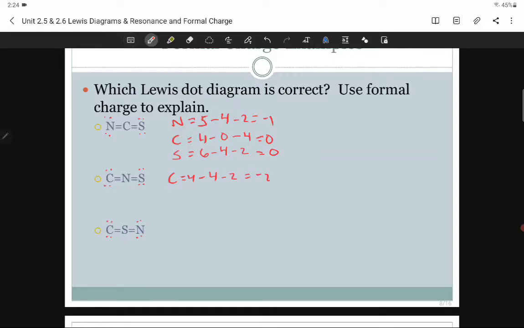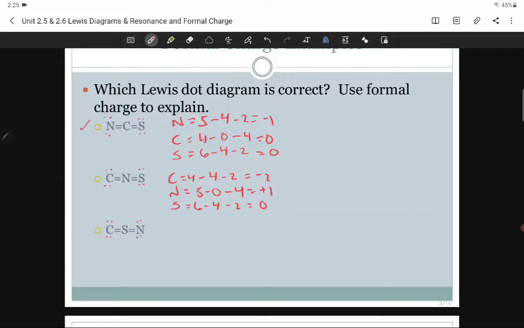That's going to give you a -2 there. Nitrogen, 5 valence electrons, has no unshared. Half of the shared gives you a +1. I can tell you right now, without even doing the sulfur, this isn't looking too good. Again, we like that we would have the most zeros. Sulfur, 6th column. It has 4 that are unshared, half of the shared, so that is a 0. But of these 2 that we've done, we like this one better.